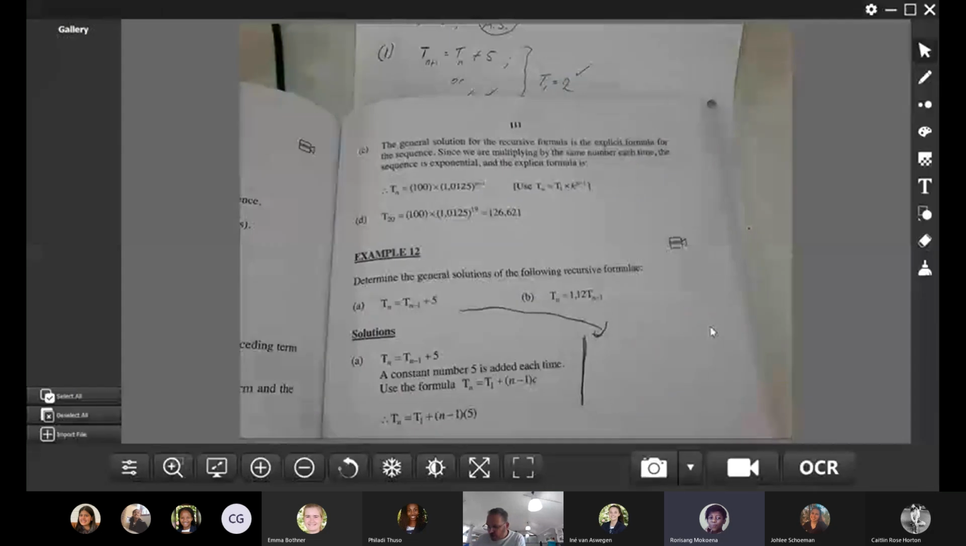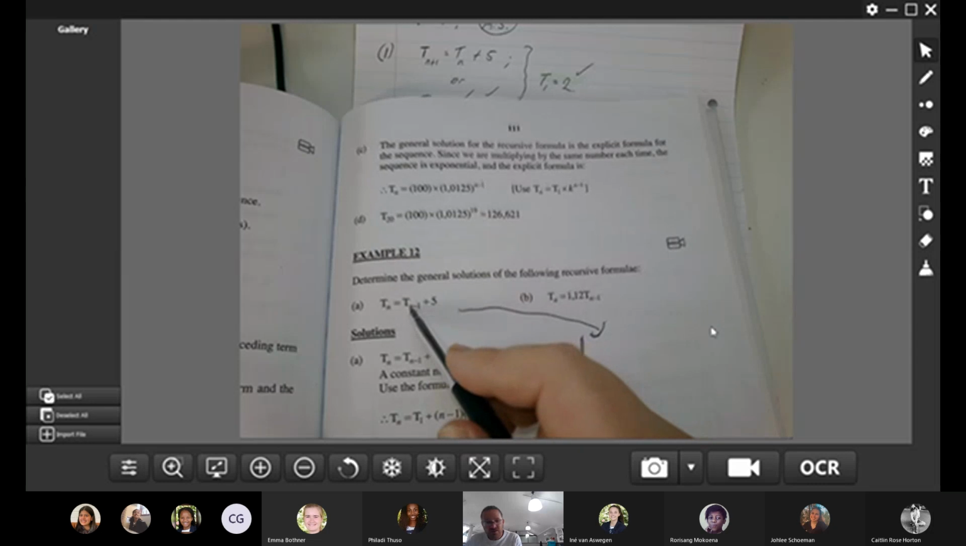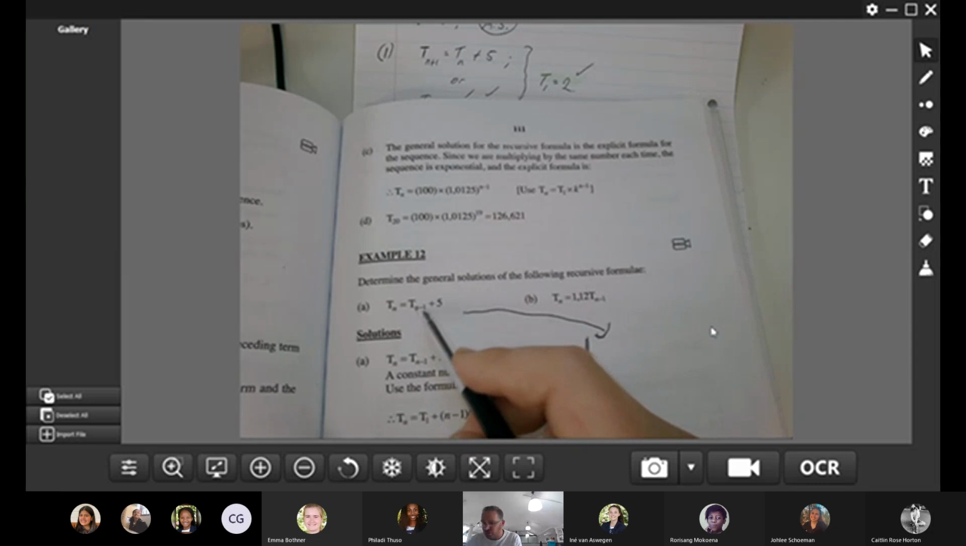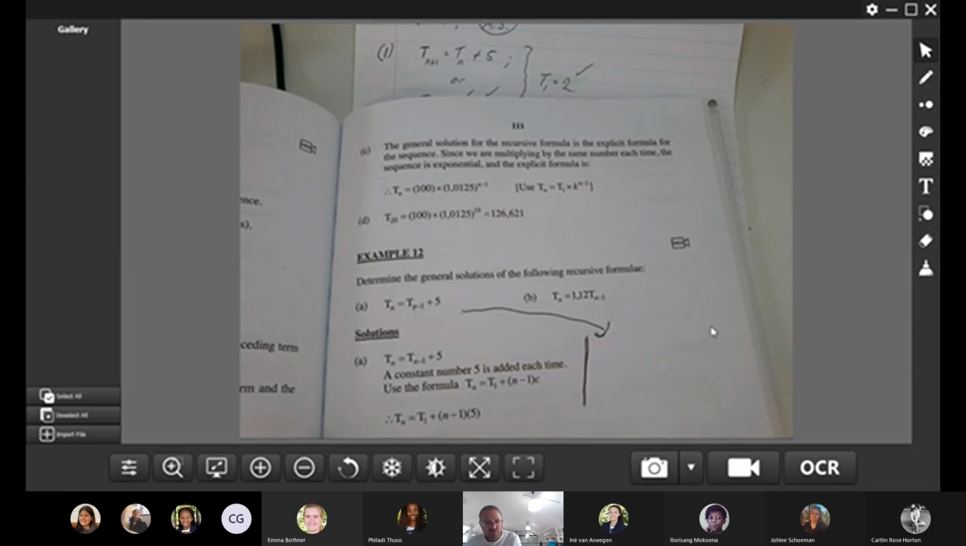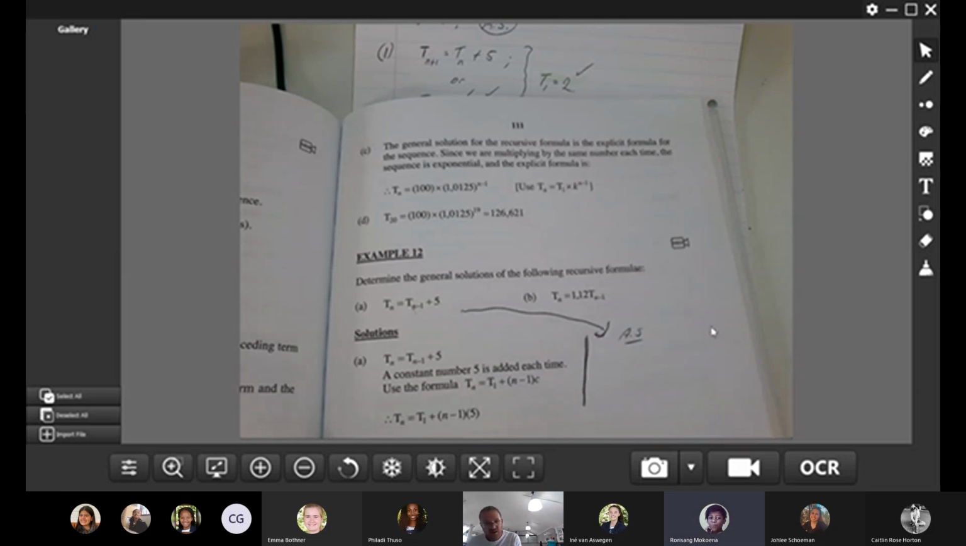Okay, so Rory, I wouldn't use their language, quite honestly. What I would do is say, what is this sequence saying, Rory? What do you do to get from one term to the next? You've got to add 5. So are we arithmetic or geometric? Arithmetic. Okay, so you're adding 5. That's an arithmetic sequence.